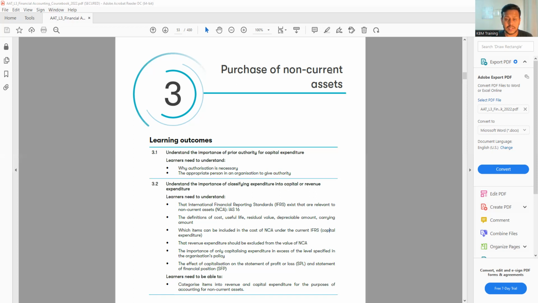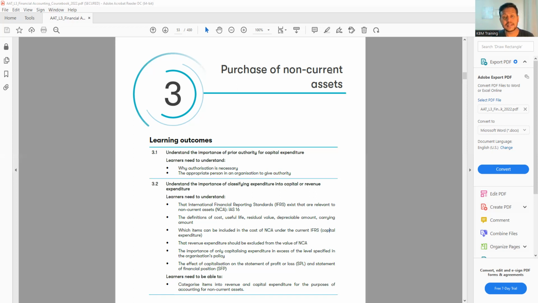So for that reason, it is very important to understand. Capital expenditure is relevant to our financial statement, the balance sheet. But on the other hand, revenue expenditure is linked to our profit and loss account. So this one we have to know.